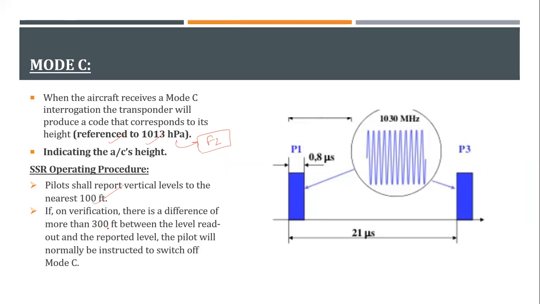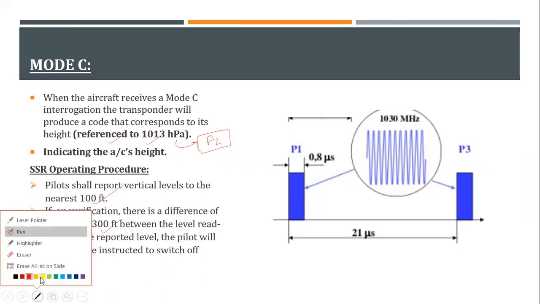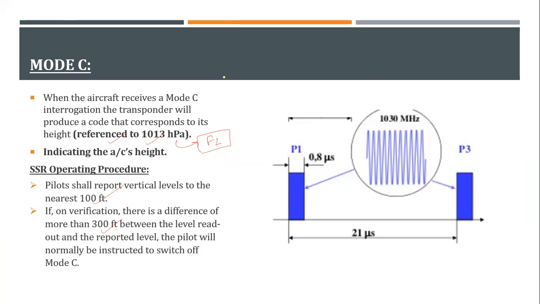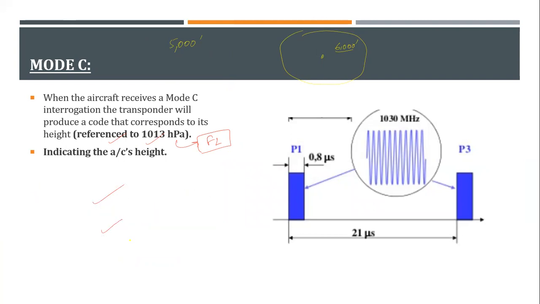If on verification there is a difference of more than 300 feet between the level read and what ATC is reading on the screen, they will ask you to switch off, or repeat, or squawk ident. Anything they can ask, just to give you another chance. What I'm trying to say is, if you have said that you are flying at 5,000 feet, but on their screen, because you have a mode C, it is visible that you're flying at 6,000 feet, they'll ask you to restart your transponder, or press the ident.